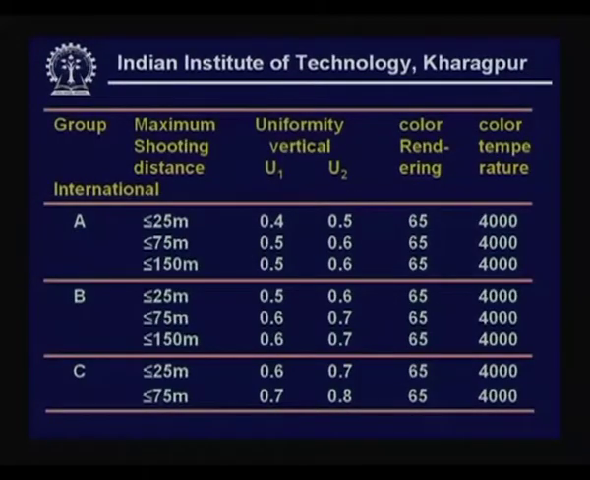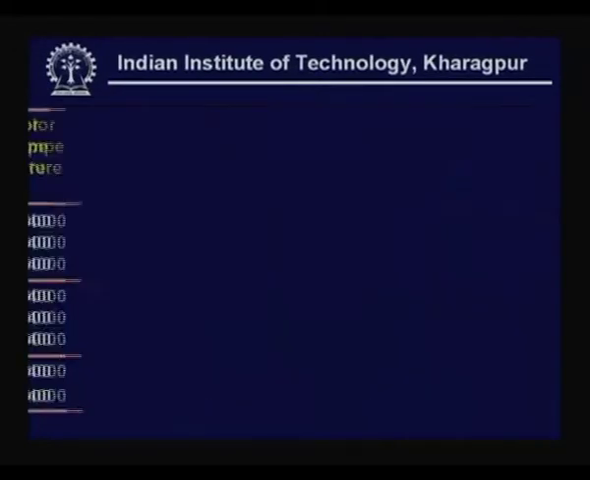These are the uniformity indices, which are somewhat similar to what we found in the case of national TV. Obviously, uniformity indices do not change so much, but the required levels of illuminance are increasing. So, for group A it goes from 0.4 to 0.5 for U1 and 0.5 to 0.6 for U2, and for group C it goes up to 0.7 for U1 and 0.8 for U2.